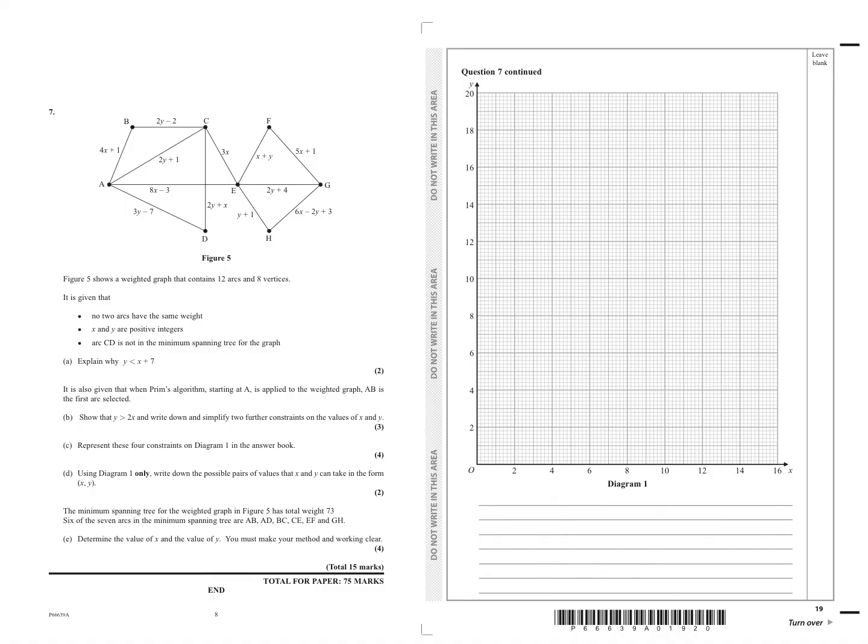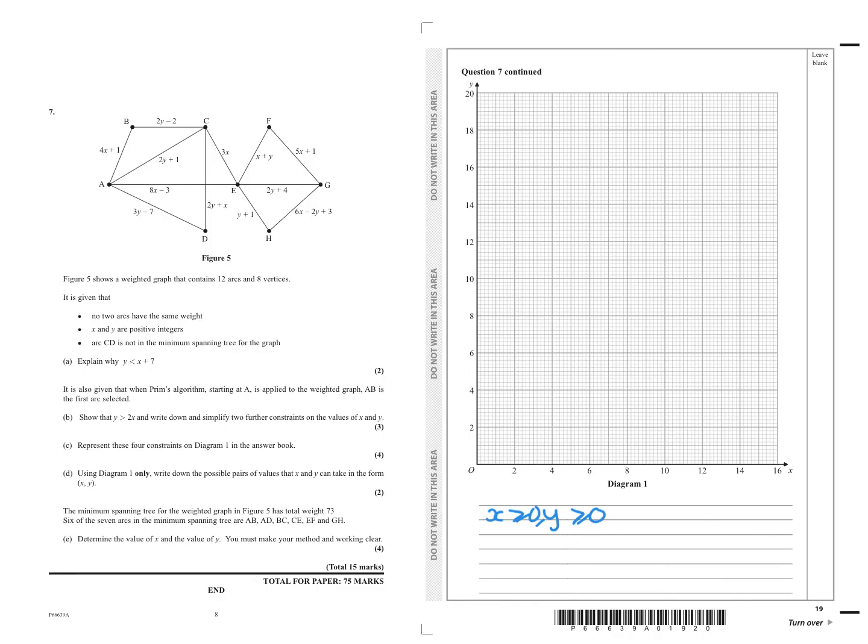Figure 5 shows a weighted graph that contains 12 arcs and 8 vertices. I think this is important. I don't know why, but it just seems strange they've told us that. It is given that no two arcs have the same weight, so 4x plus 1 does not equal 2y minus 2, and 4x plus 1 does not equal 8x minus 3 if they're all individual. Everyone happy with that? x and y are positive. Please make sure you write this down. They're positive.